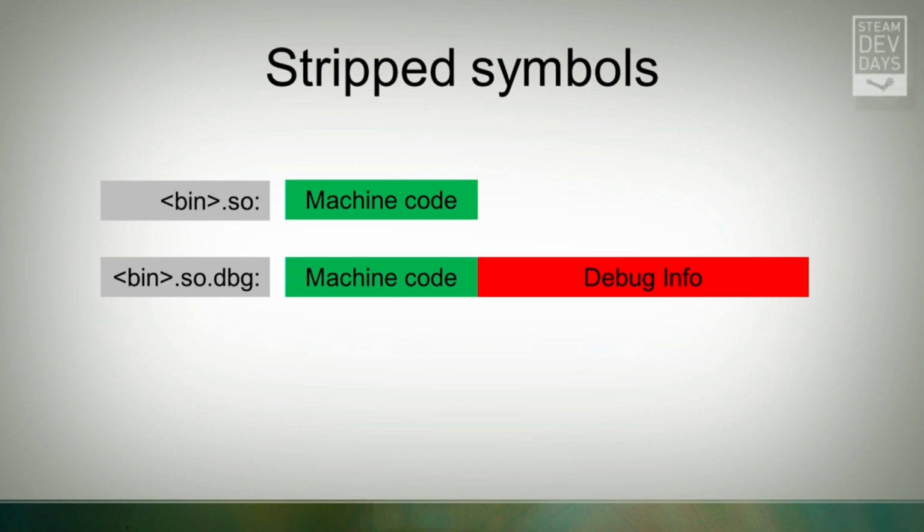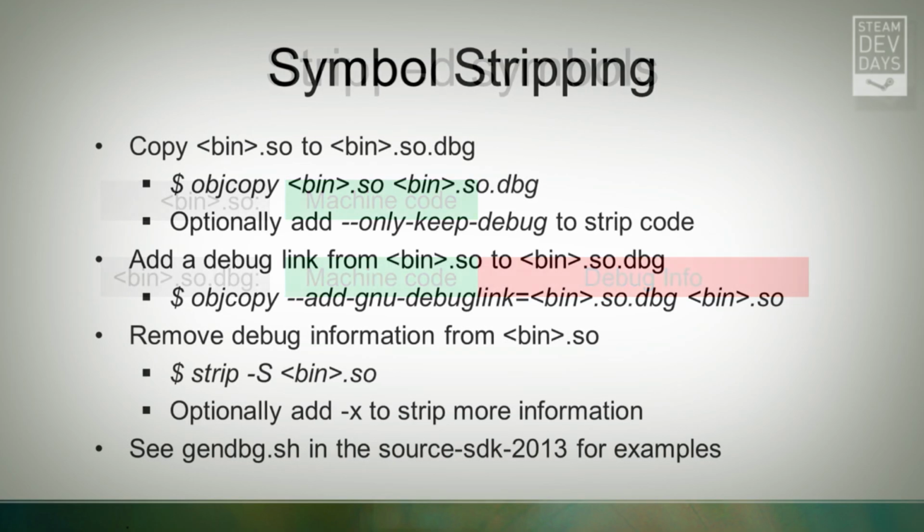Just because my talk didn't have enough pictures, I did some programmer art. So machine code is green, debug info is red, and the dbg file is bigger. That is all. What, do you think I should have animated it? Probably.